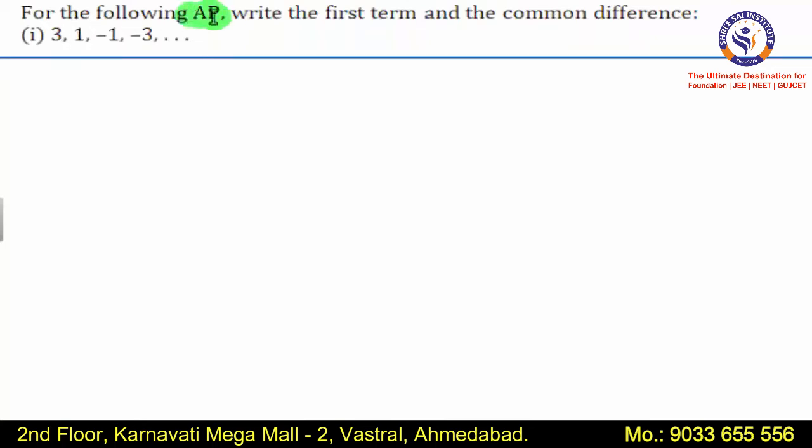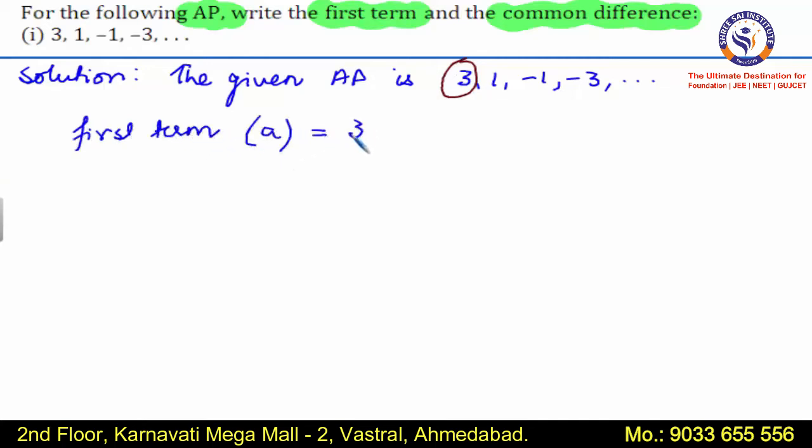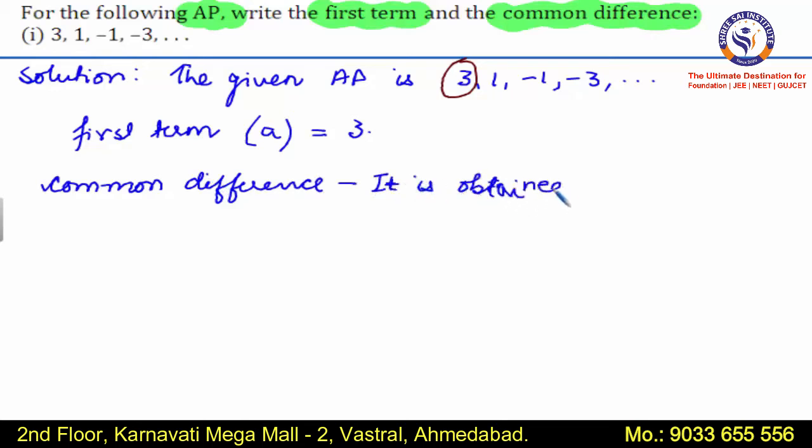This question says, for the following AP, write the first term and the common difference. Beginning with the solution, the given AP is 3, 1, minus 1, minus 3, and so on. From here, we can see that the first term is 3, let us denote it by A. This is 3, and now we have to find the common difference. It is obtained by subtracting any term from its succeeding term.